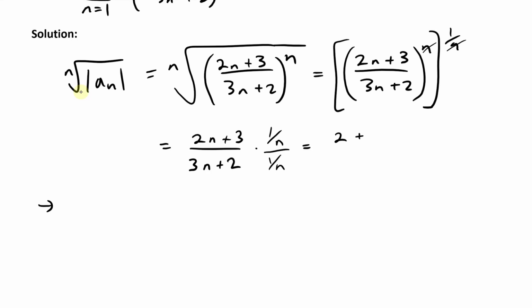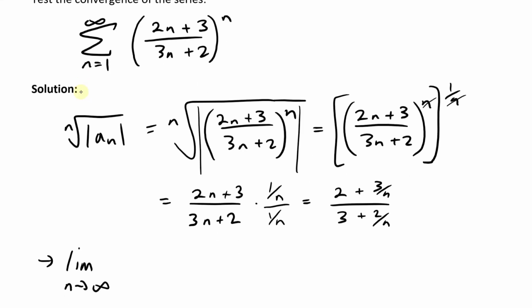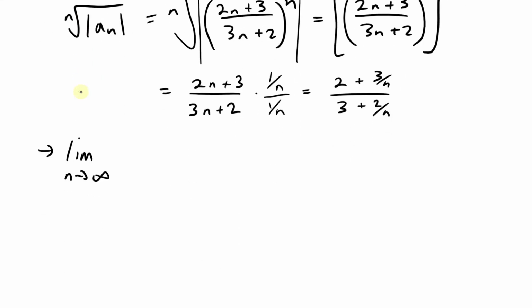The n's cancel, then we'll have a 3 over n, over 3, and then n cancels with this, plus 2 over n, like that. So then we take the limit of this: the limit as n approaches infinity of the nth root of the absolute value. Since everything here is positive, with n positive and no way of getting a negative, the absolute value is the same, so we can just remove it.